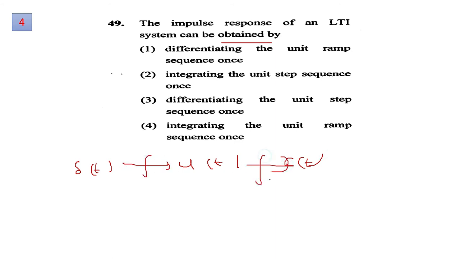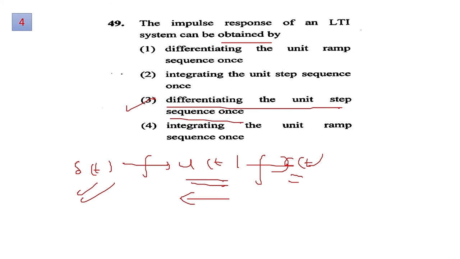From the unit step integration, you get the ramp signal. So now the inverse operation will become that if you differentiate the unit step, you will get the unit impulse. So for question number 4, option number 3 is correct. Differentiating the unit step sequence once will result in the impulse response of an LTI system.